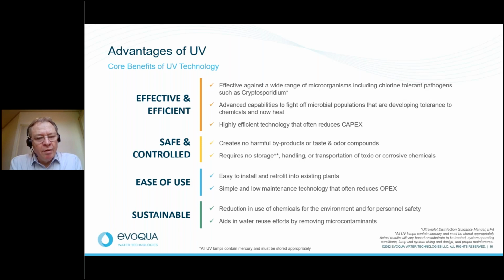And again, no storage issues except storing the UV lamps themselves. Equipment is easy to use and easy and safe to maintain. Doesn't need highly specialized operators. Maintenance is infrequent, not daily or even weekly. It's a number of months between maintenance typically, and in some cases, only annual maintenance or calibration is required.